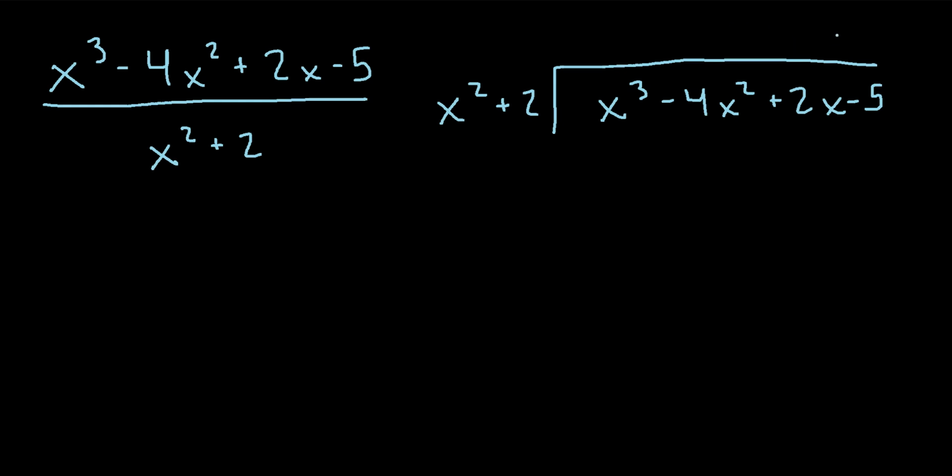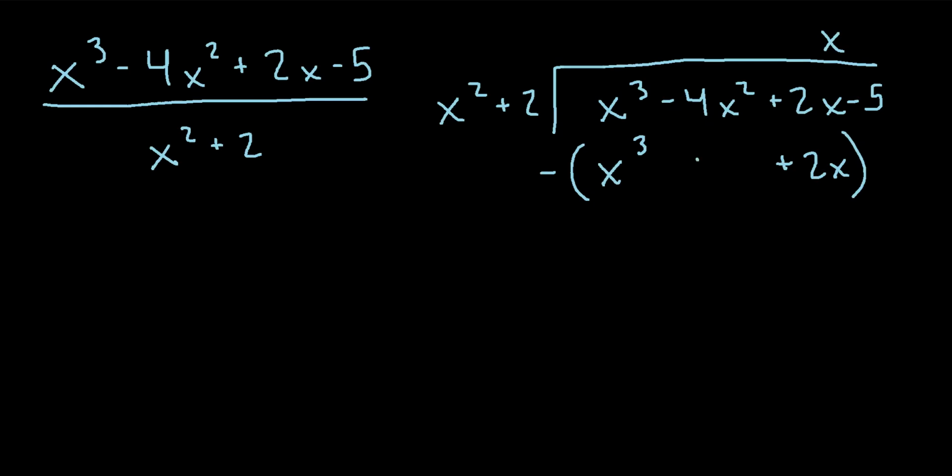So I'll write an x up here, and again, I like to line it up wherever the x is in the dividend. So now we ask ourselves, x times x squared, what is that? That's x cubed. And then we do x times 2, that's 2x. So I'll line it up under the 2x. And then we're just subtracting this expression right here. So x cubed minus x cubed, that's nothing, that's 0.